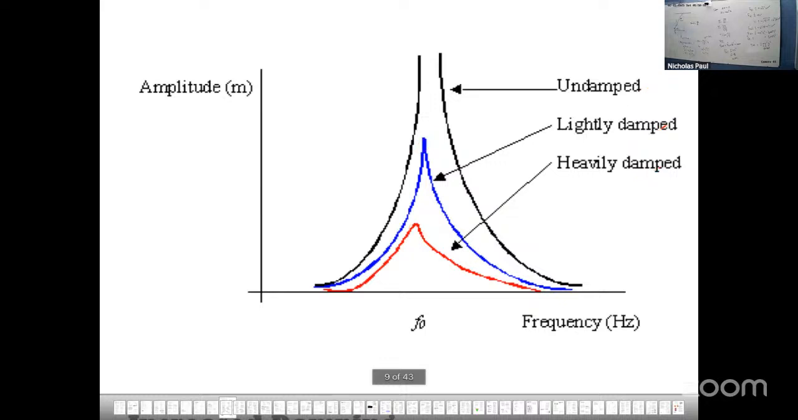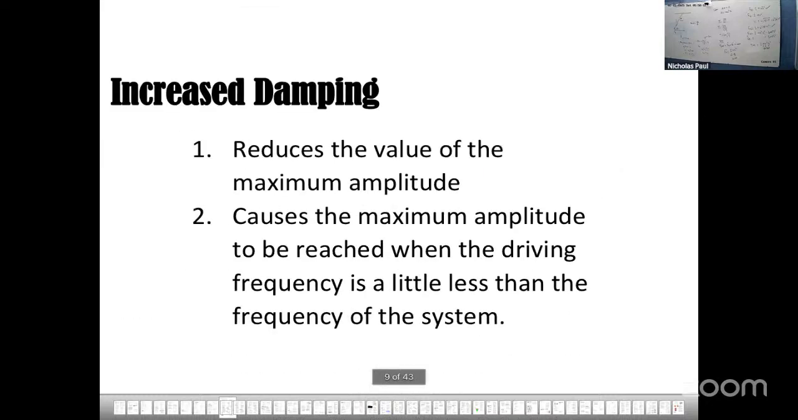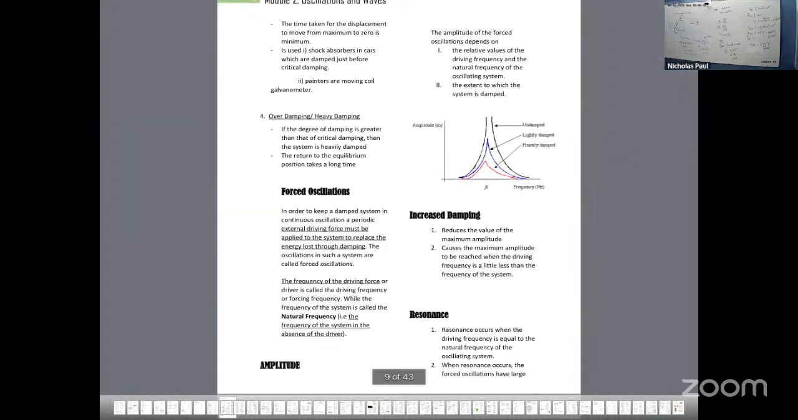All right? So I told you that this is a note here, right? Increasing damping reduces the value of the amplitude and causes the maximum amplitude to be reached when the driving frequency is less than the natural frequency of the system. That's okay? So it's happening earlier. Resonance will happen earlier. Right, Sylvester? What happened earlier? All right, nice. Okay, so that's the concept of damping and resonance.